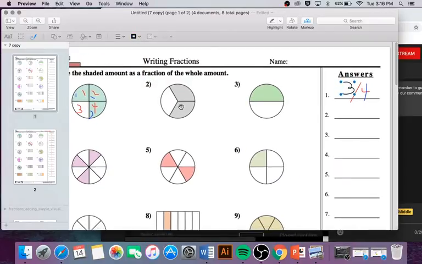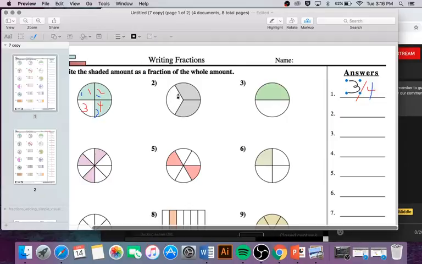For number 2, we have 1, 2, 3 parts in our whole. So our denominator, or bottom number, is going to be 3. And we have 1, 2 parts shaded in. So our fraction is going to be 2/3.